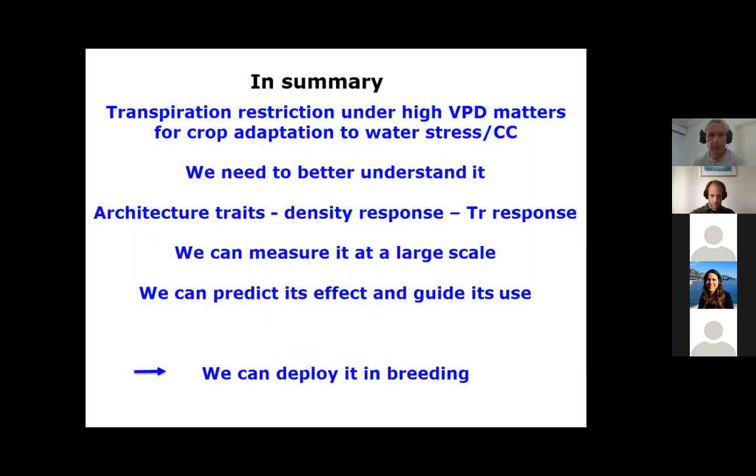So in summary of my talk, I hope I've been able to convey the message that transpiration restriction under high VPD matters for crop adaptation to water stress, and in particular under climate change. We need to better understand it. There's a hydraulic basis to it. The architecture trait has added really to that project because it is responsible for the density response, but it has a link to the transpiration response to VPD.